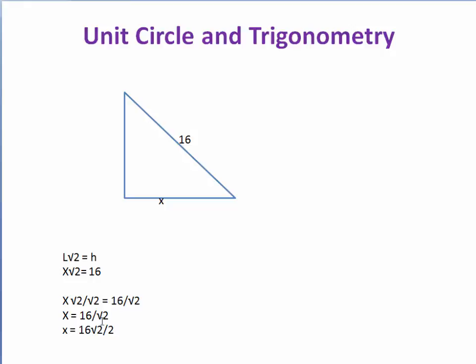Okay, so remember how we get from here to here. We're doing what we call rationalizing the denominator, trying to get rid of this root 2 as the denominator. And we do that by multiplying by root 2 divided by root 2.